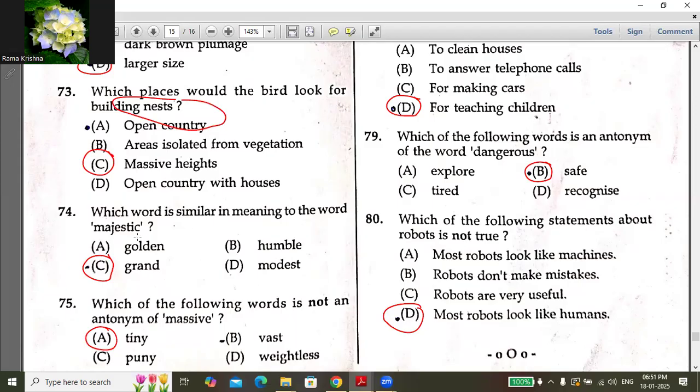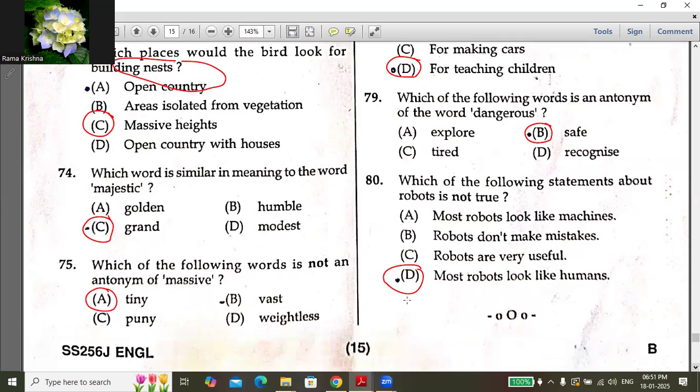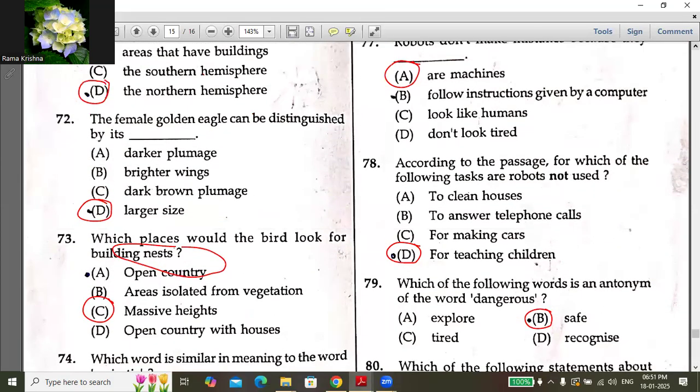Which word is similar in meaning to the word majestic: very big, grand? Which of the words is not an antonym of massive? Massive is very big, antonym is small, so tiny. Which of the following words is not an antonym? So massive antonym is tiny, puny. Not an antonym is vast. This is the correct answer. Massive is a synonym, massive means very big. So not an antonym means it is asking about a synonym. Vast is the correct one.